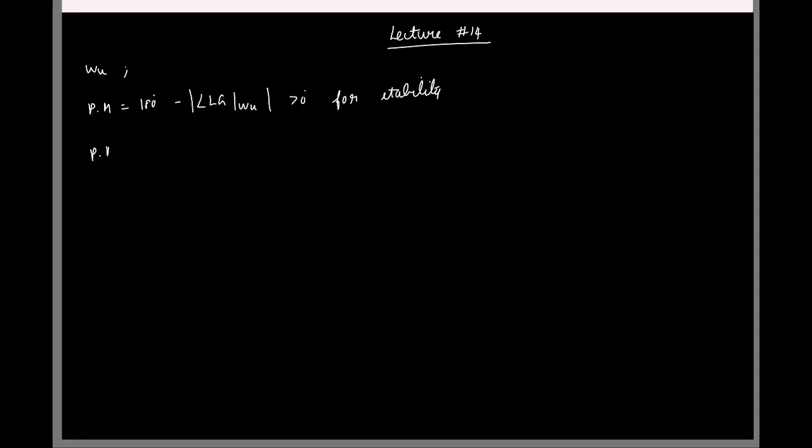So if, let us say, the phase margin is less than 0, what can you say about the closed loop poles? Where will they lie? Right half of the S plane, right? So you will have a case like this. So if you look at the time domain response, how will it look? It will actually try to do something like this, right?